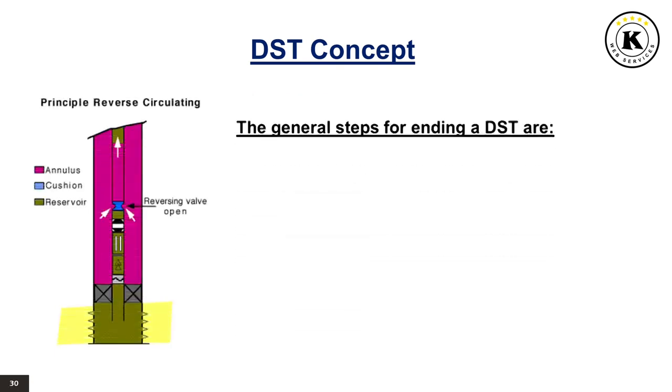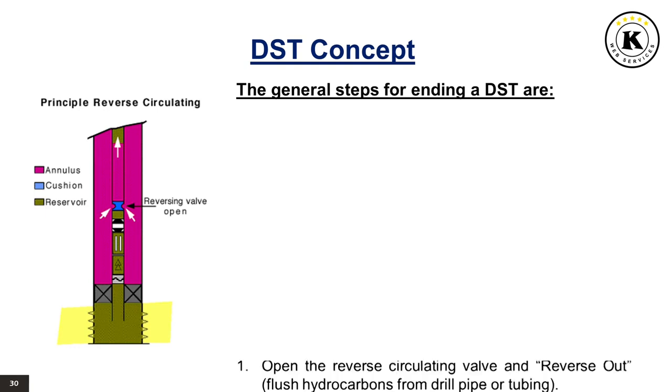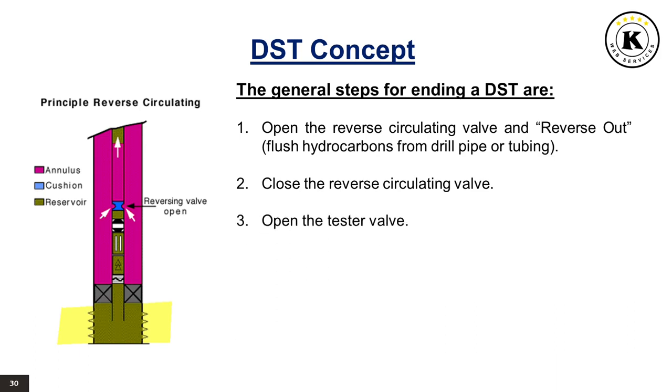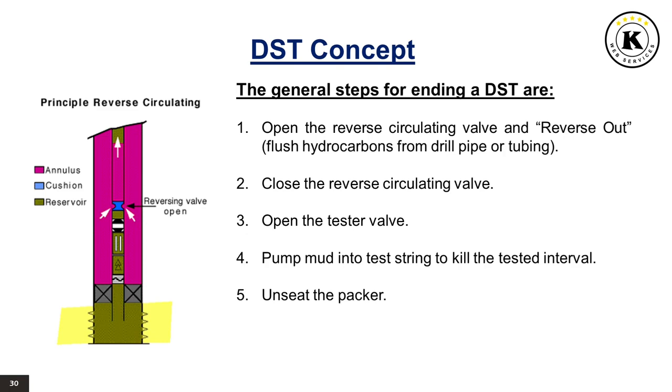The general steps for ending a DST are: 1. Open the reverse circulating valve and reverse out, flush hydrocarbons from drill pipe or tubing. 2. Close the reverse circulating valve. 3. Open the tester valve. 4. Pump mud into test string to kill the tested interval. 5. Unseat the packer. 6. Pull the string out of the hole.